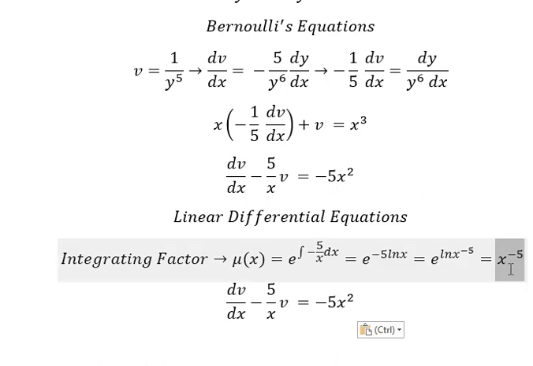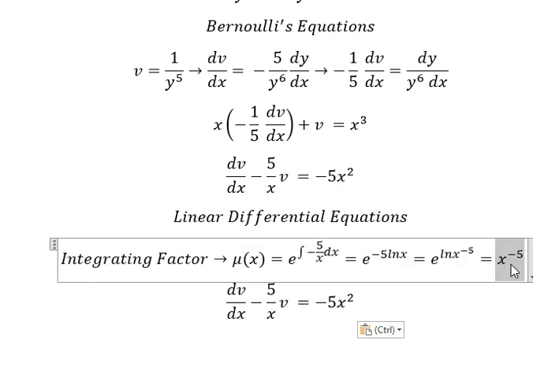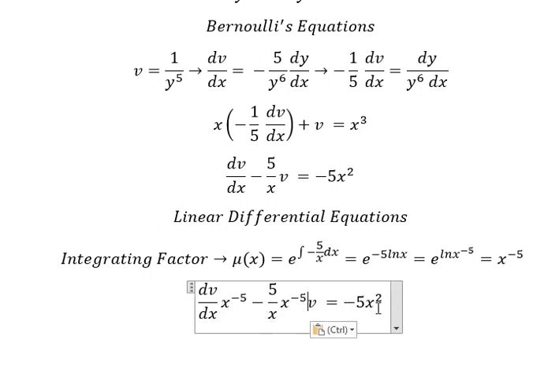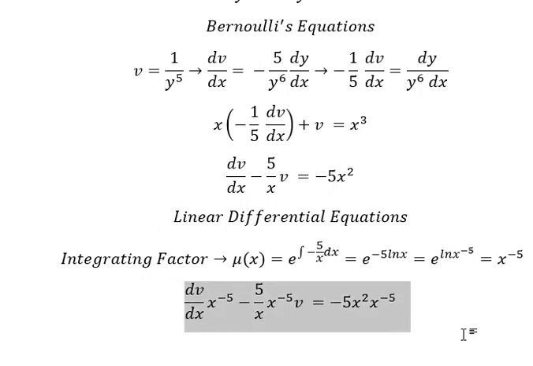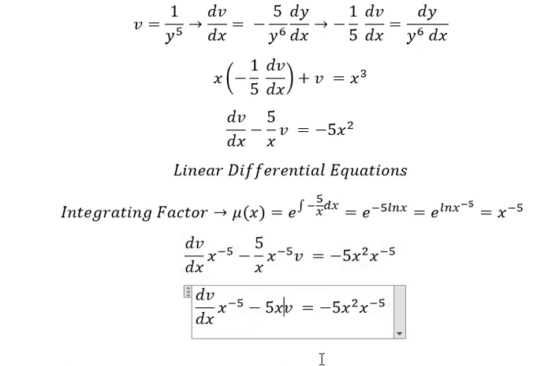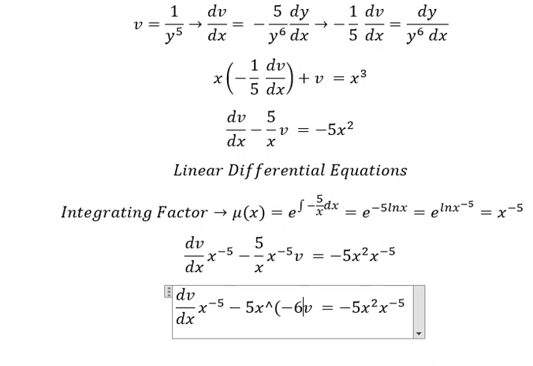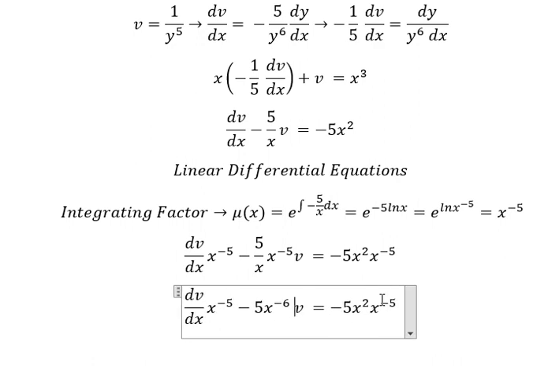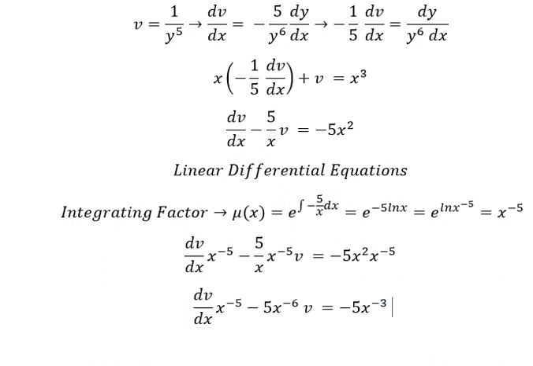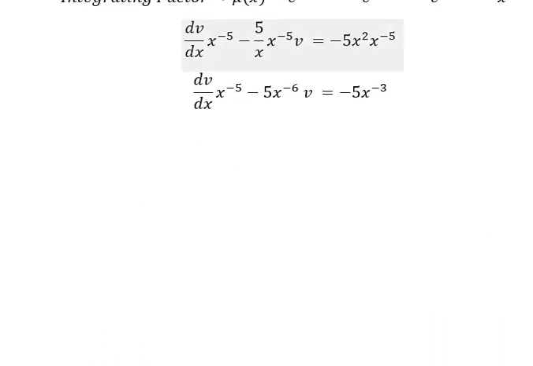That means we need to multiply both sides by this one. So this one is about 5 x to the power of negative 6. 2 minus 5, we have negative 3. And now we put the integration for both sides.